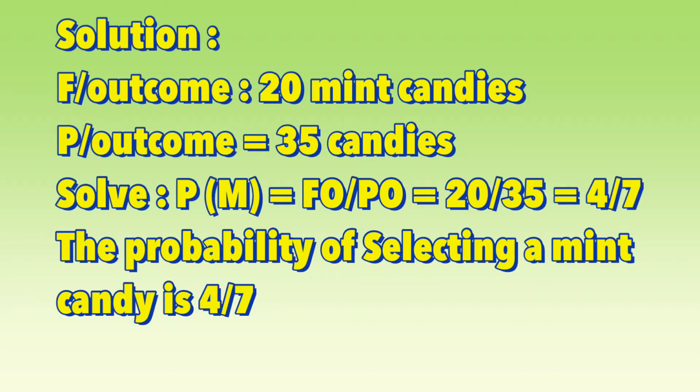Then we're going to reduce. Remember, in fractions, the final answer is always in reduced form. So 20 divided by 5 is 4, and 35 divided by 5 is 7. So our probability of selecting a mint candy is 4 over 7.